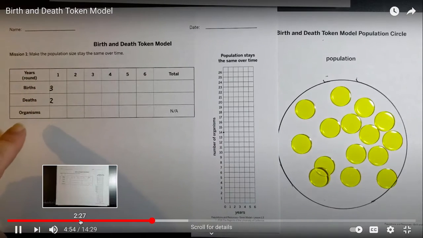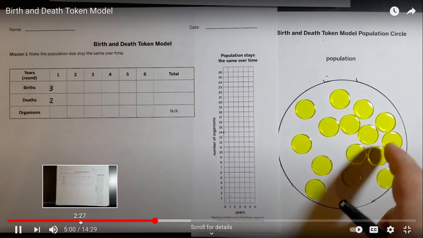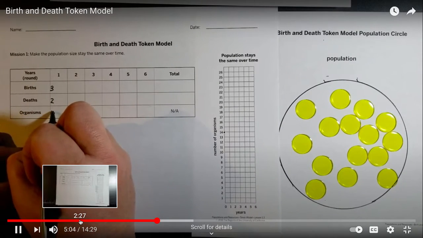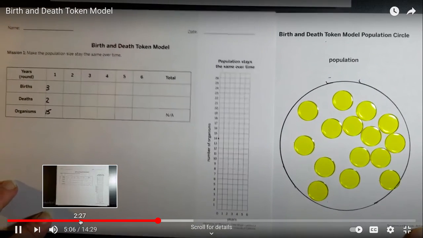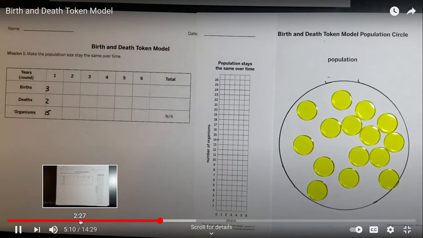Now, it asks for the total of organisms. So if we count, 1, 2, 3, 4, 5, 6, 7, 8, 9, 10, 11, 12, 13, 14, 15 is the number that we get. And so that would represent 1 year. And our directions say, repeat until you have modeled 6 years. Alright, so we're just going to keep on adding and killing stuff here. I'm sorry, birthing and deathing organisms.